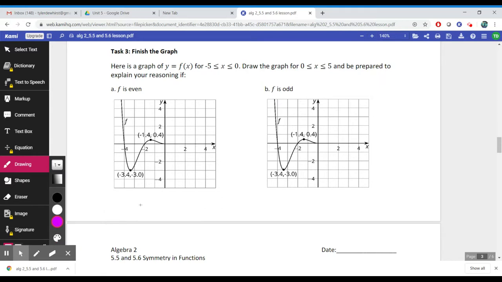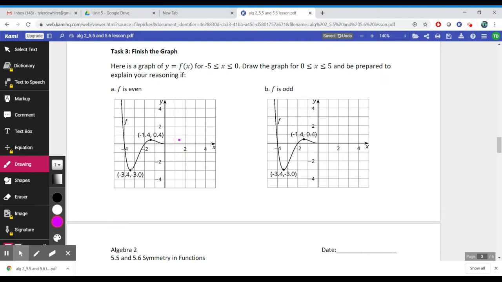All right, so let's go ahead and talk about part A. We know that f is even in part A. That was our information given to us. So we know that this graph is going to be symmetric about the y-axis. Here we see this point, negative 1.4, 0.4. Because this graph is symmetric across the y-axis, we know that positive 1.4 will also have an output value of 0.4. So let me go ahead and draw that on the curve right about here.